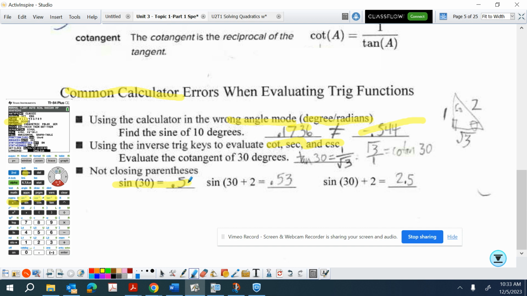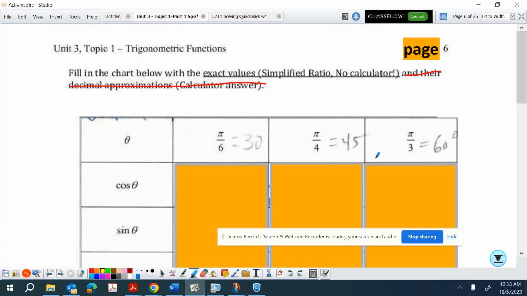You have to make sure you use your parentheses properly. 30 is like the argument in a log. It needs to be enclosed by a parenthesis. Sine of 30 in parentheses is going to be a different answer than sine of 30 plus 2 in parentheses, and both of those are going to be different from sine of 30 plus 2. So please be careful, memorize these common calculator errors, even though at first you will not be using a calculator.